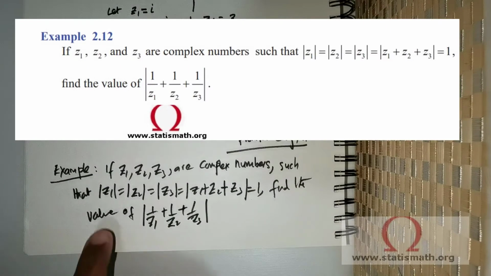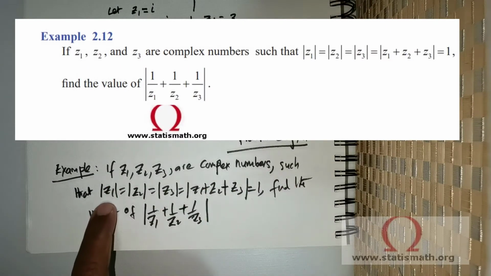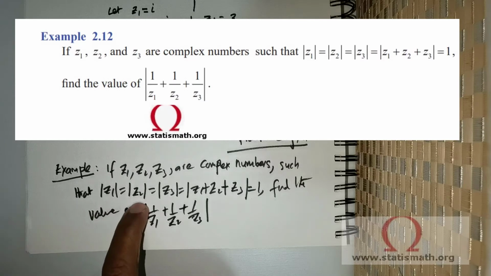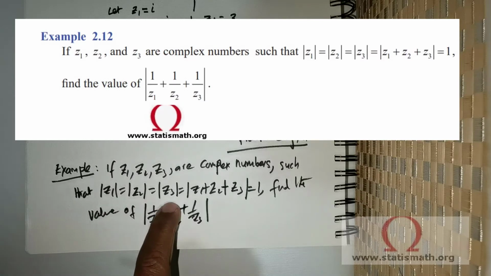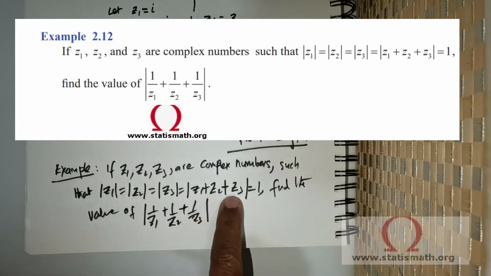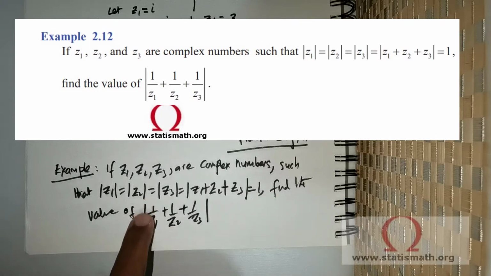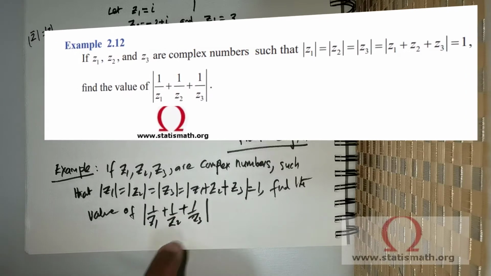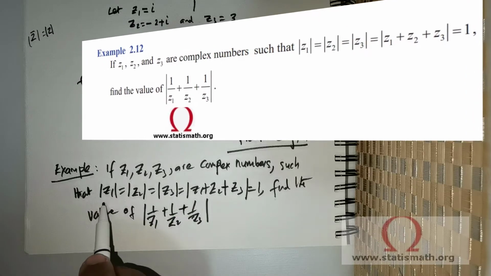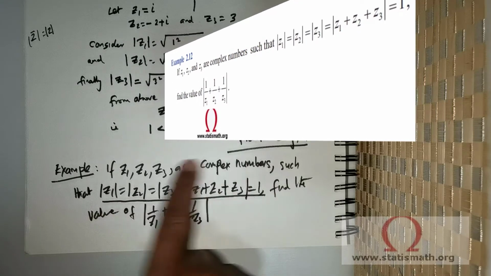Since we are given this question, if z1, z2, z3 are complex numbers such that modulus of z1 equal to modulus of z2 equal to modulus of z3, which in turn is equal to modulus of z1 plus z2 plus z3 equals 1, we are expected to find the value of modulus of 1 over z1 plus 1 over z2 plus 1 over z3.